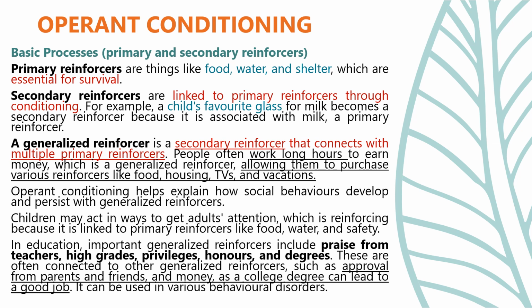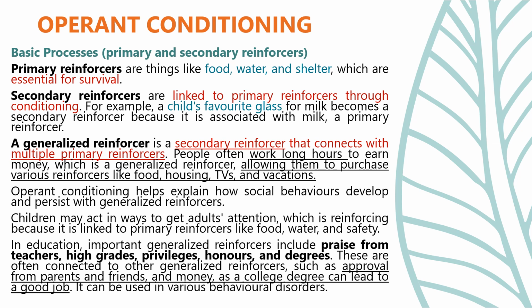For example, a child's favorite glass for milk becomes a secondary reinforcer because it is associated with milk, a primary reinforcer. The primary reinforcer is milk, and that favorite glass. "I will drink only in this glass, I won't drink if you give it in any other glass." So this becomes the secondary reinforcer.